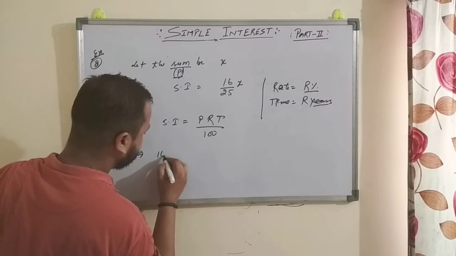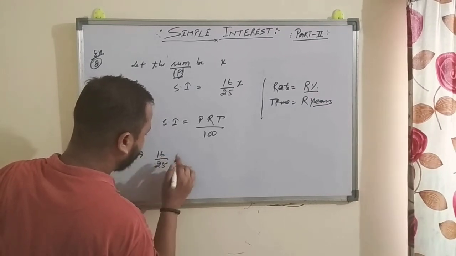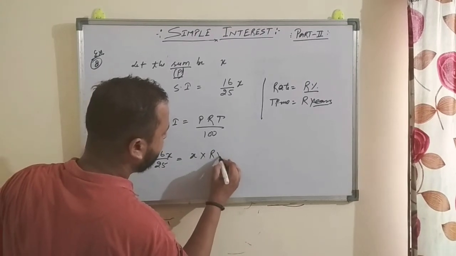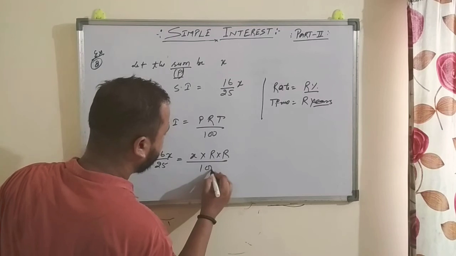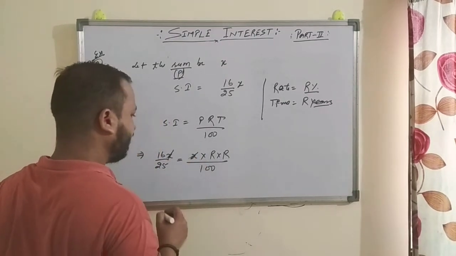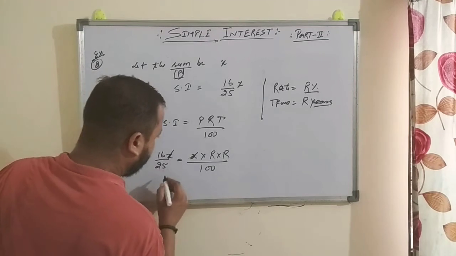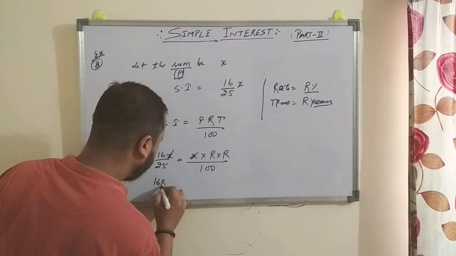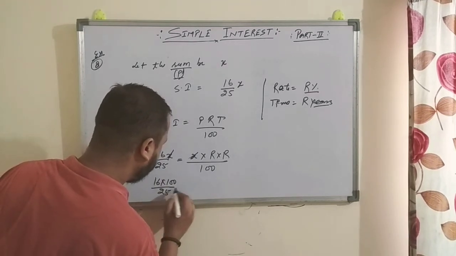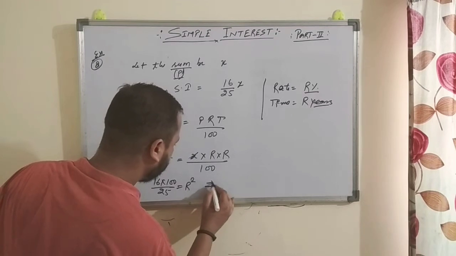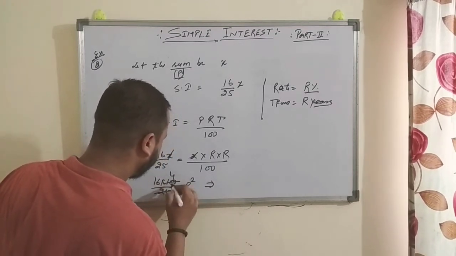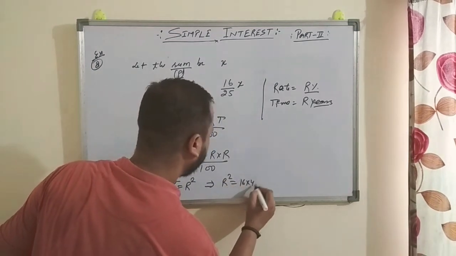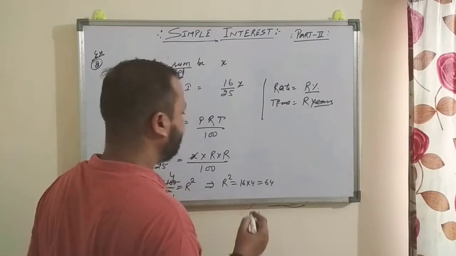So simple interest is 16 by 25x is equal to x into r upon 100, right? By x you can cancel it out. So r into r, that is r square. So 16 into 100 upon 25 is equal to r square. So 25 1 year, 25 4 year. So r square is equal to 16 into 4, that is 64, right?